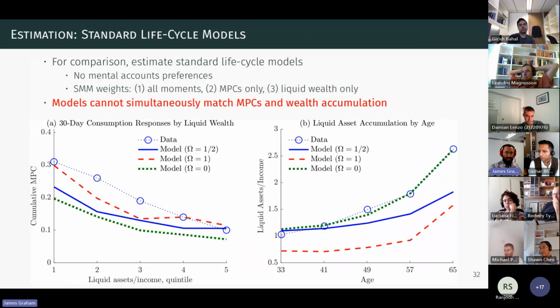The blue circles are again the data for MPCs across the liquid wealth distribution and the asset accumulation across age. The solid blue line is a version of the model that simultaneously tries to match the MPCs and the liquid wealth accumulation. That model fails to do both. It understates MPCs, especially for low wealth households, and it understates liquid wealth accumulation, especially for older households. The other two lines, in red and in green, are models where we only ask the model to match either the MPCs across liquid wealth or life cycle wealth accumulation. These models do fine on the statistics they're being asked to match, but they really fail to match the other statistic that we didn't ask them to match. So a standard model cannot capture these features of high average MPCs across the liquid wealth distribution, as well as liquid wealth accumulation as you see it in the data.